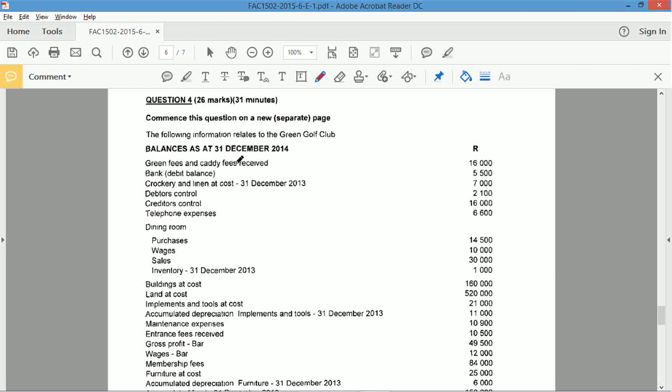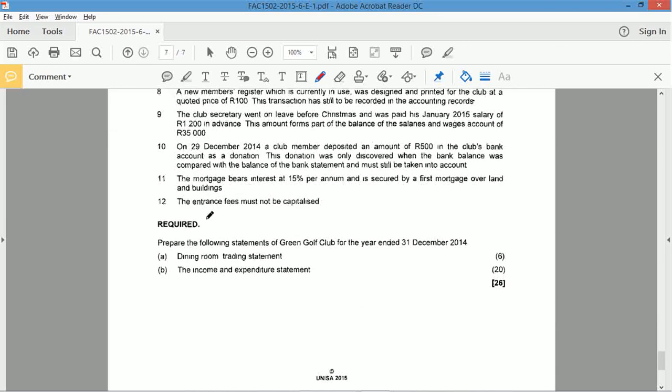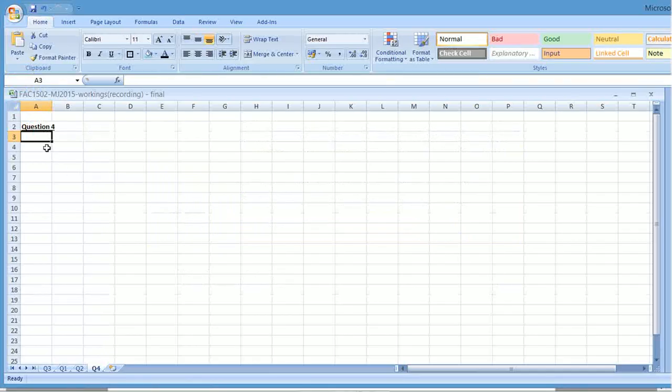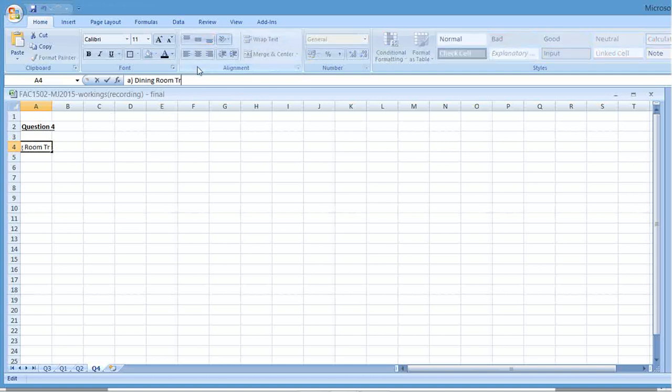Okay, you've got a golf club. They've given you balances at the beginning of the year, and they've also given you some additional information. Then they've given you prepare the statements, dining room trading statement, that's A, and then income and expenditure statement, that's B. So let's write that down. A is the dining room trading statement. So trading means they're buying and selling goods. And then B, statement of income and expenditure. Okay, that's what they've asked you to draw up.